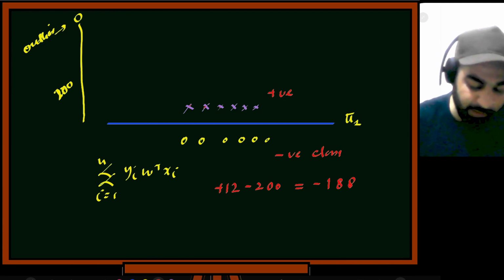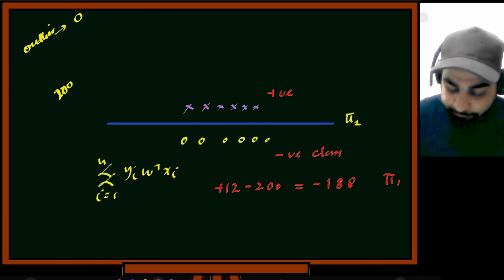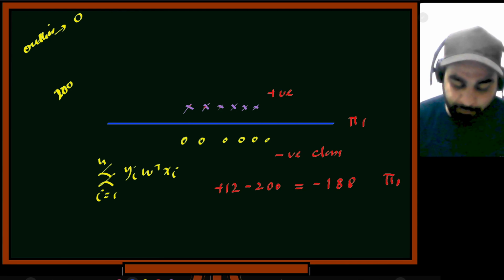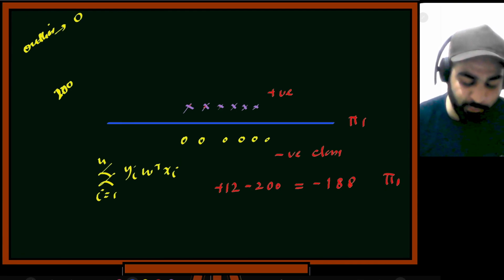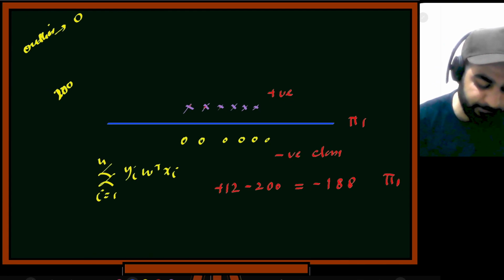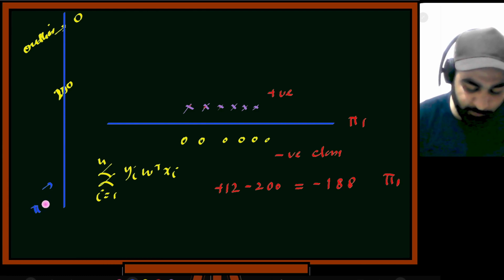Now let's construct pi 1. This is pi 1. So we'll construct another plane, we'll call it pi 2. So if I have pi 2, let's suppose I have pi 2 which is somewhat like this. This is my pi 2.